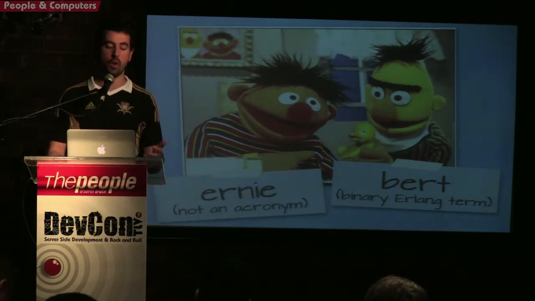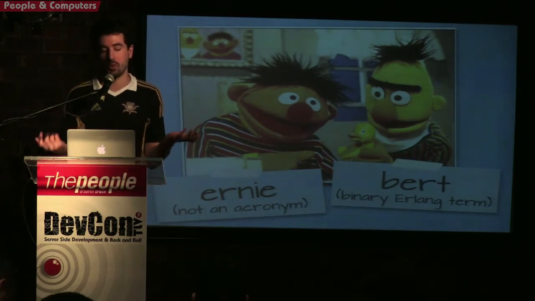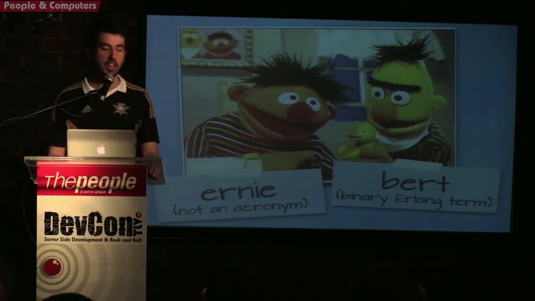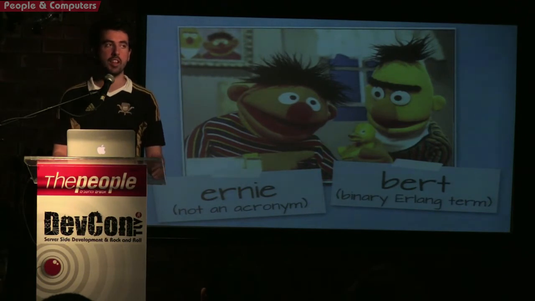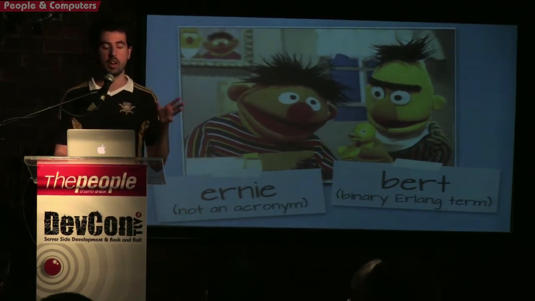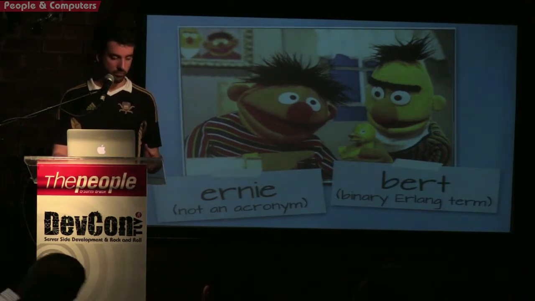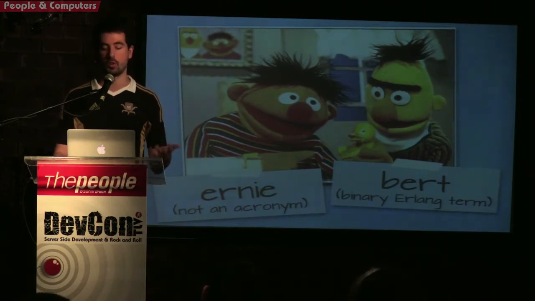On the left, we have Ernie, which is not an acronym. We just thought it was the right name to give it. It's the web server written in Erlang that is capable of spawning processes in other languages. In our case, we have Ernie as an endpoint. It would just spawn Ruby processes to actually run Ruby code for interacting with Git.